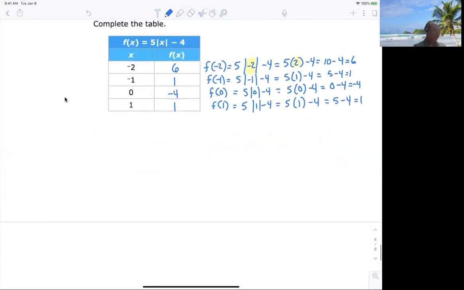That's all there is to the review. Please, please, please review your work. Go back, check your answers. And again, please be ready for your test.